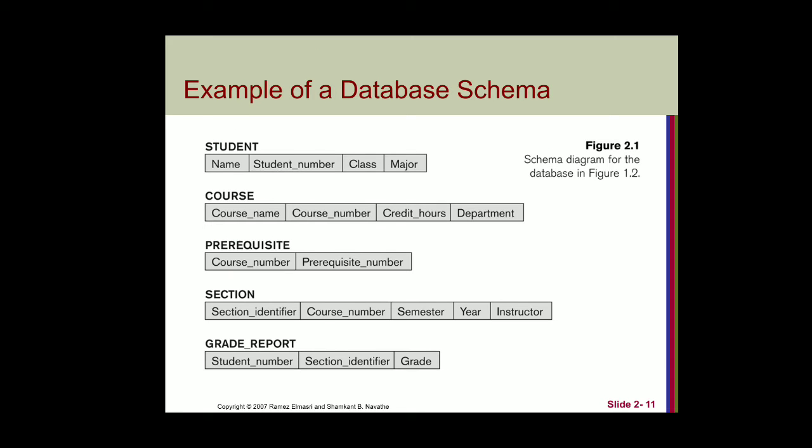So this is an example of a database schema, wherein we can see entities like student, course, prerequisite, section, grade report. These are all the various entities, and in each entity there are a lot of attributes. Like the student entity has the attributes name, student number, class, major. These are the attributes of the table or the entity student. So this is an example of a schema diagram for the database.